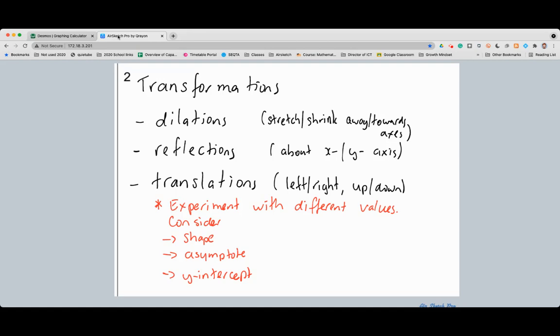Now, what I'm going to ask you to do is, I'm making it more exploration than me just demonstrating. I'm going to get you to play around with the base graph that you just put into Desmos to see what happens with it. And I've asked you to consider the following things. What happens to the shape of the graph? What happens to the asymptote? And what happens to the y-intercept? It may be nothing, it may be something, but it's your job to figure that out, I guess. Okay, so shape, asymptote, and y-intercept.